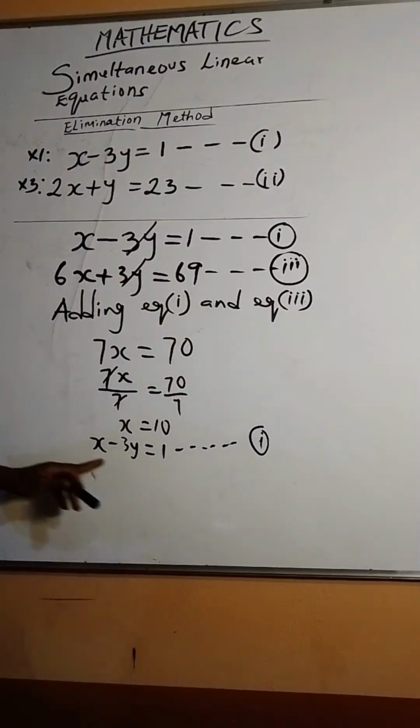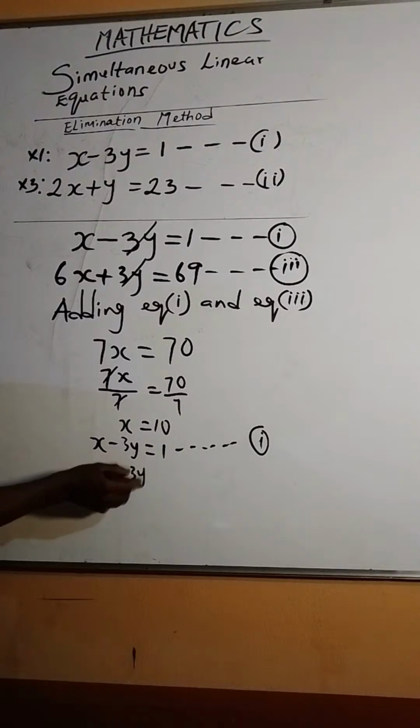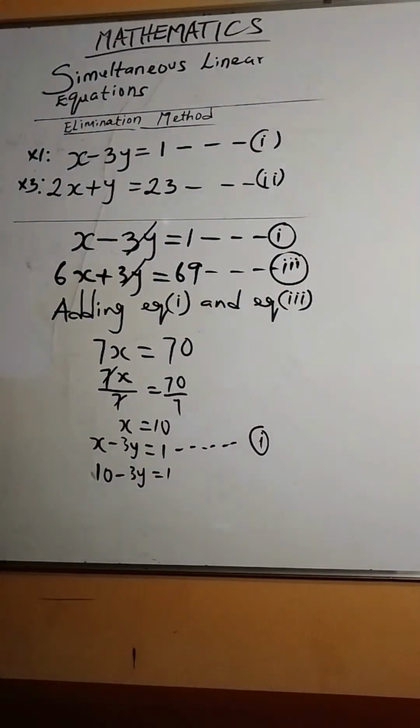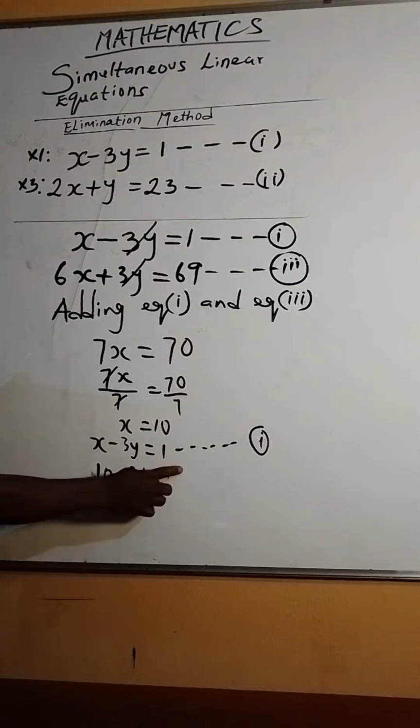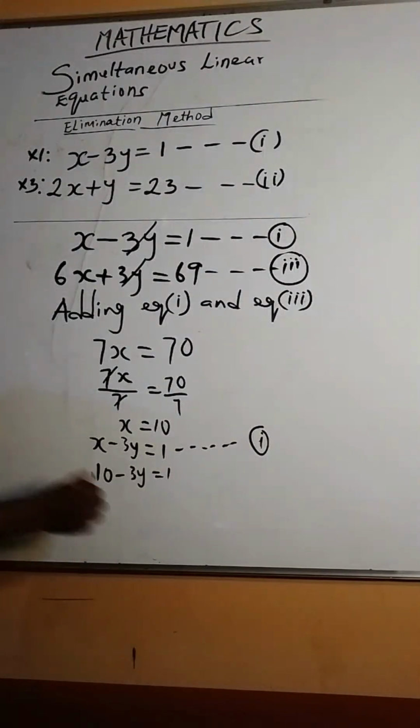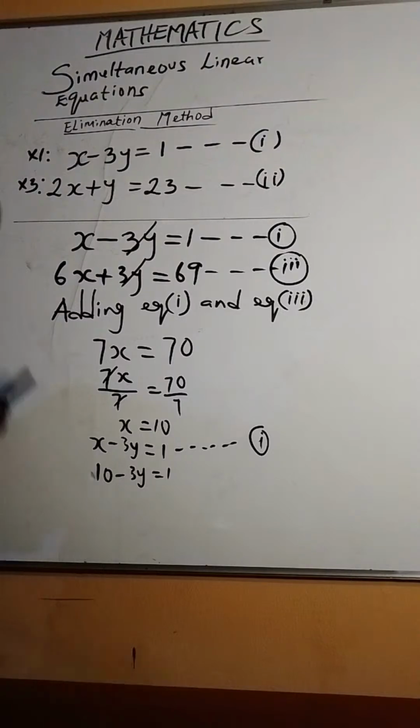Now, what we are going to do is that we want to substitute for x here. So here, substitute for x, we are going to have 10. Instead of this x here, we have our 10 minus 3y equals 1. This is what we have for x, okay? So this is y now. So what we're going to do, we take this 10 to the other side.